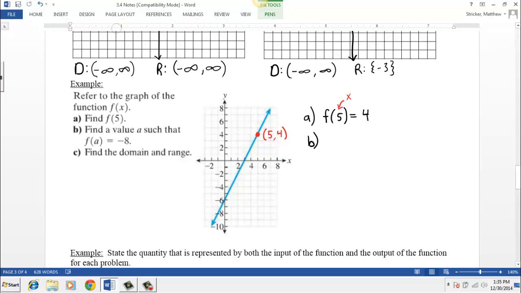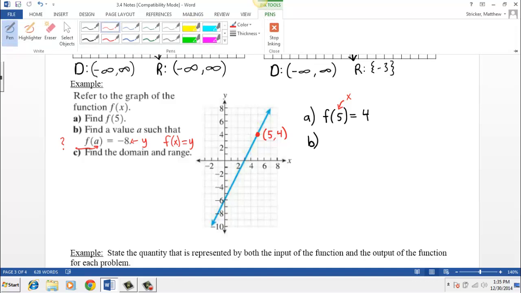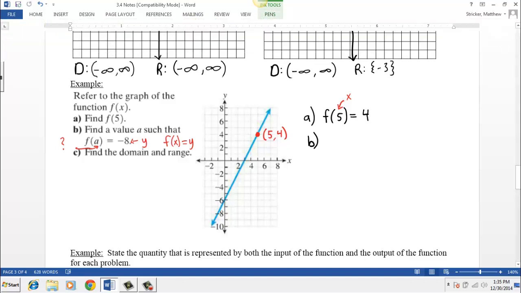Well, this is saying the exact opposite. Notice here, they're not giving us the a or the x. We don't know this. This is what we're trying to find. It's giving us the y value, right? Because it's always f of x equals y. So we need to do the opposite. We need to say, okay, where on this line is y equal to -8? So if I come down here to -8 for y, that's this point, which is the point -1, -8.